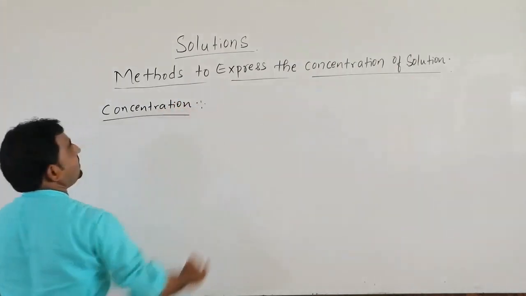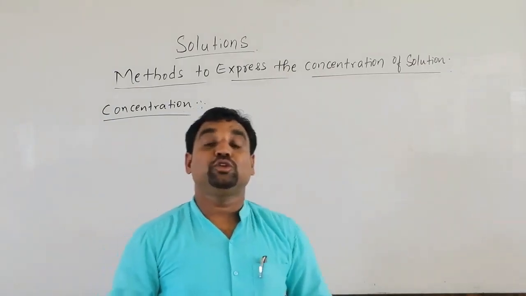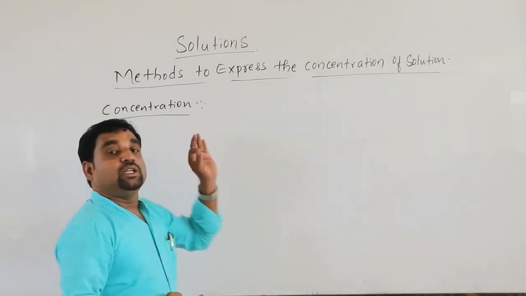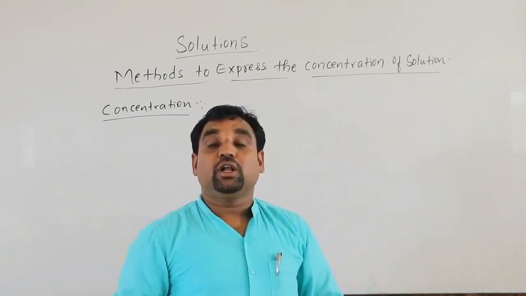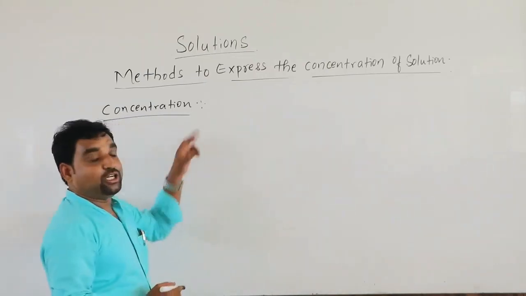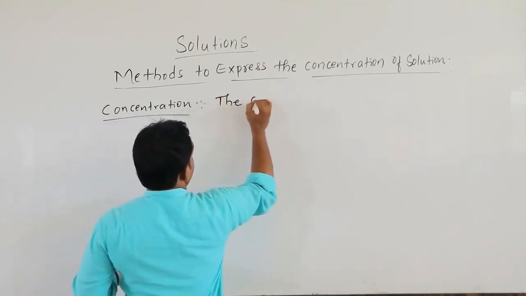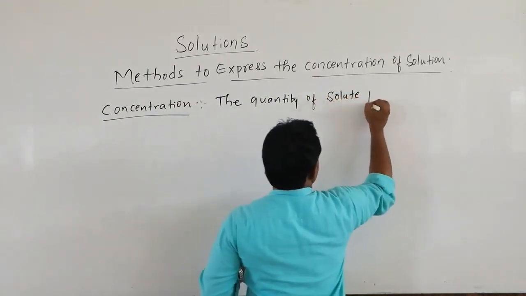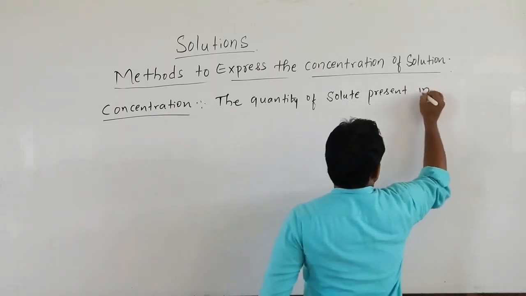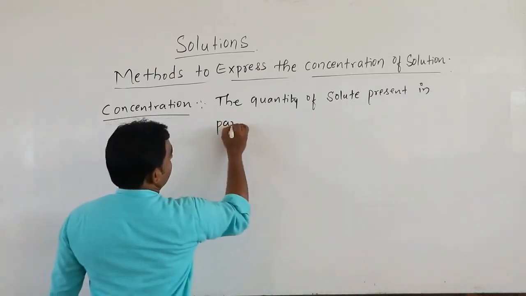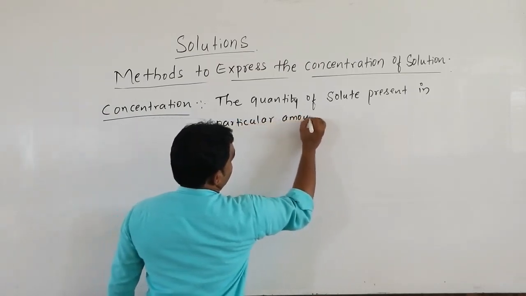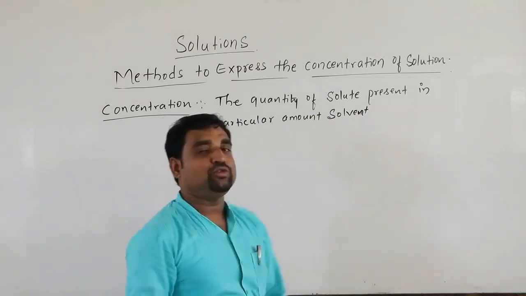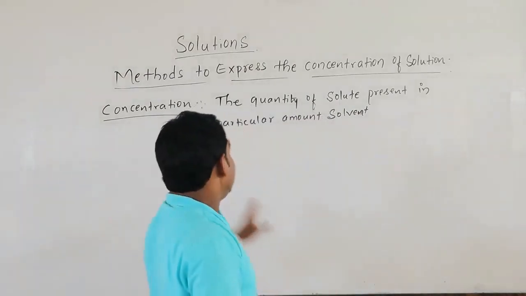Concentration. What is the meaning of concentration? Concentration means simply how much amount of solute is present in a particular amount of solvent. That can be expressed by the word concentration. How do we define this? The quantity of solute present in a particular amount of solvent. So that is called concentration. It means how much solute is present in a solvent can be termed as concentration.